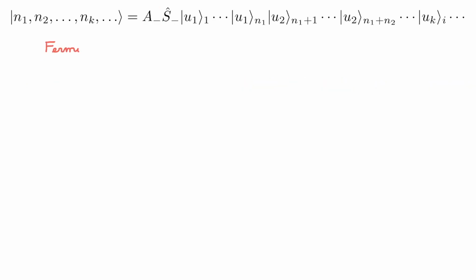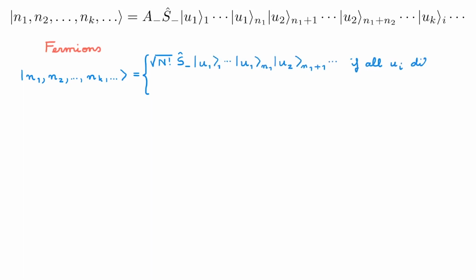Now let's turn to fermions. In this case, the occupation number state is given by the square root of n factorial of the antisymmetrizer applied to the basis state of V if all ui are different, and it is 0 if any two ui are equal. Remember that a totally antisymmetric state that we represent as a Slater determinant in the position representation vanishes if two particles are in the same state.